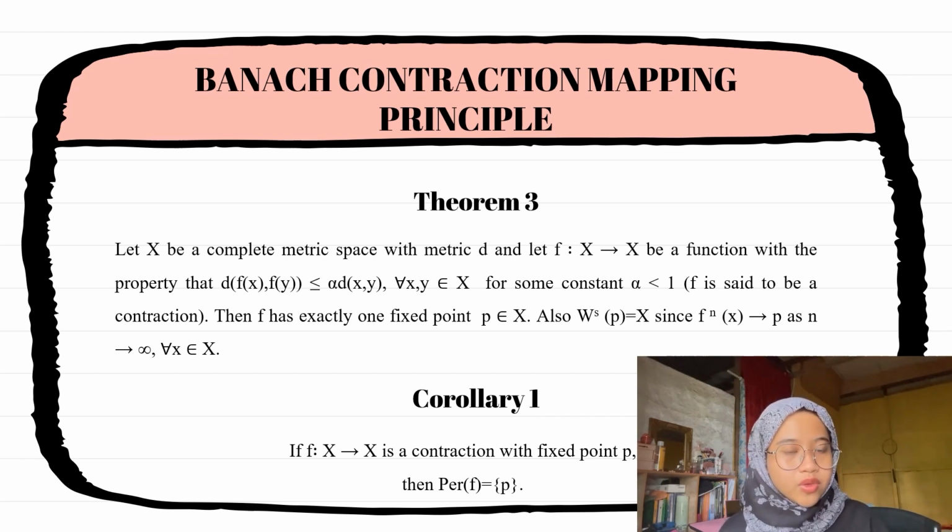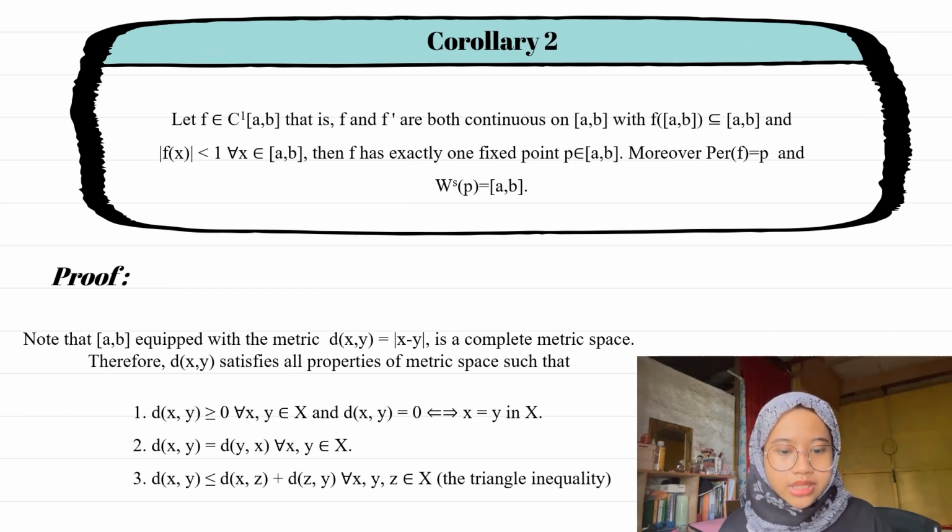In this theorem, we have two corollaries that follow. The first corollary states that if the mapping f is a contraction with fixed point p, then the period of f is equal to p. The second corollary is: let f be in C[a,b], that is f and f prime are both continuous on [a,b], with f([a,b]) a subset of [a,b], and the modulus of f prime(x) less than 1 for all x in [a,b]. Then f has exactly one fixed point, denoted by p, which is also in [a,b]. Moreover, the period of f is equal to p, and also the stable manifold of p is equal to [a,b].